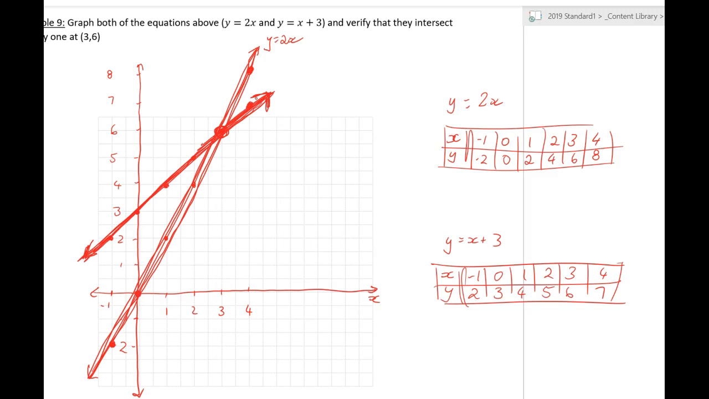Lines that are not parallel, lines that have different gradients, move towards each other at some point. And that point here is my solution. Across 3, up 6, there is my magic answer. Therefore, the solution is at 3, 6. I can see that the point 3, 6 is in both of my tables of values, and it falls on both of those lines.